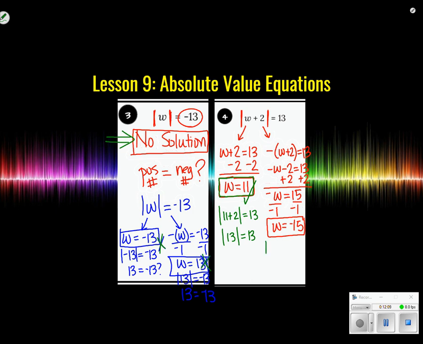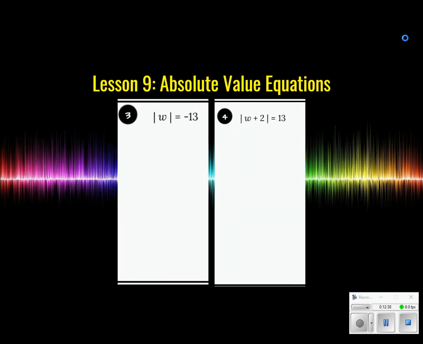All right, let's try negative 15. Absolute value of negative 15 plus 2, does it equal 13? Absolute value of negative 13 is 13. 13 equals 13? That's true. So both of them work. Now, if we had tried negative 11 plus 2 is negative 9. The absolute value of negative 9 is 9. 9 does not equal 13. So you can't just go based off of just changing the number to its opposite. Sometimes it occurs, but not always.